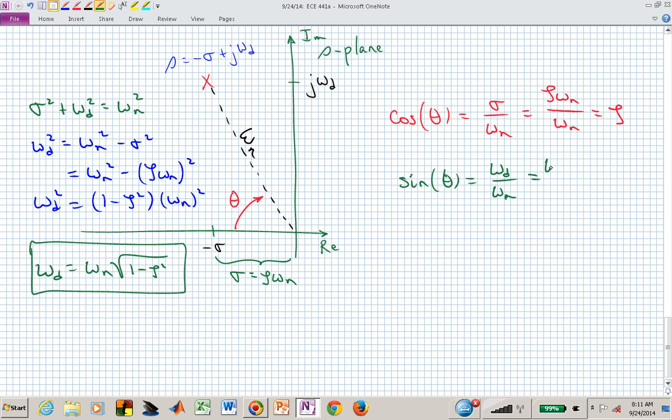Now let's go ahead and use that relationship that we had just derived for omega sub d, omega sub n, and zeta. And now we see that the sine of theta can be written as the square root of 1 minus zeta squared, and I might just call that beta, just because I get tired of writing the square root of 1 minus zeta squared.